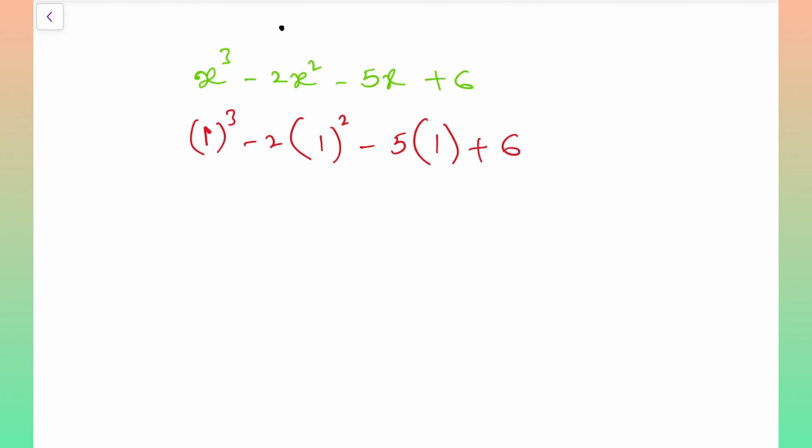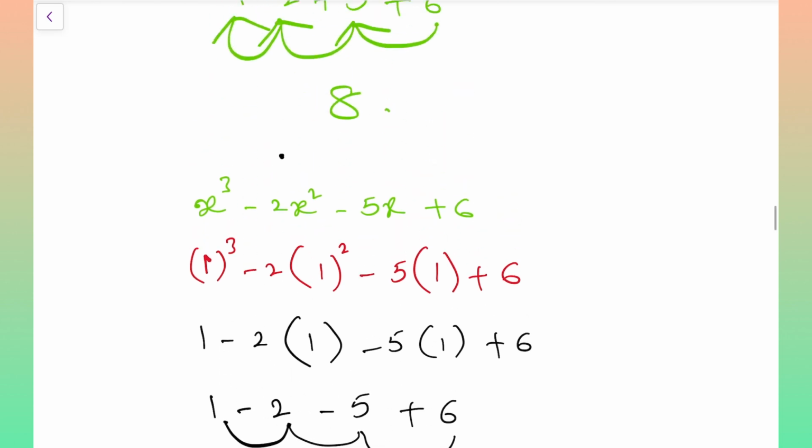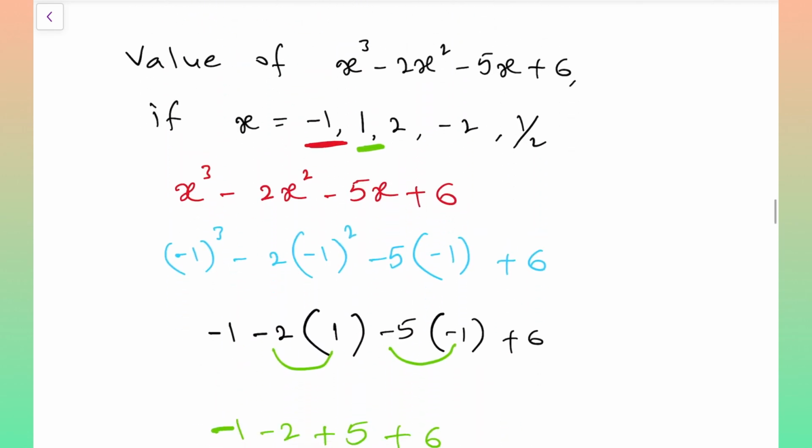1 power 3, that is 1 into 1 into 1, 1. Minus 2 into 1 square, 1 into 1, 1. Minus 5 into 1 plus 6. 1 minus 2 ones are 2, minus 5 ones are 5, plus 6. 1 minus 2 minus 1, minus 1 plus 1, 0. So the value of the polynomial when x is equal to 1 is 0. Then your task is to find the value of the polynomial if x is equal to 2 and x is equal to minus 2. Now I will explain for 1 by 2.